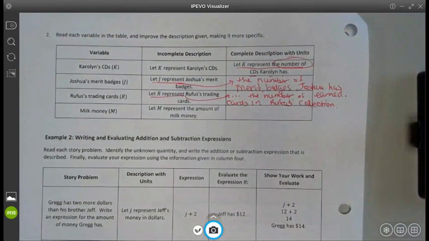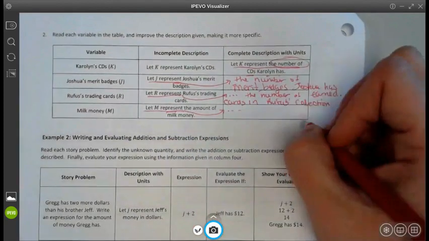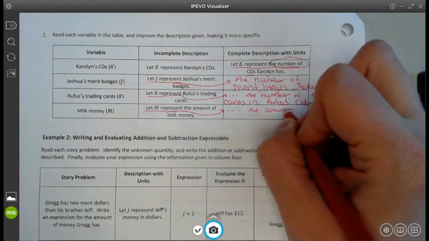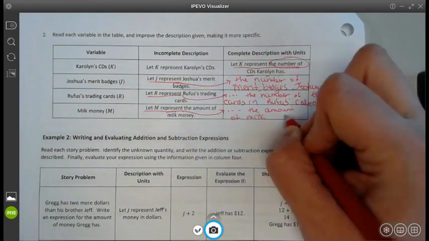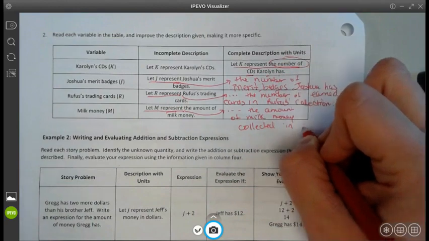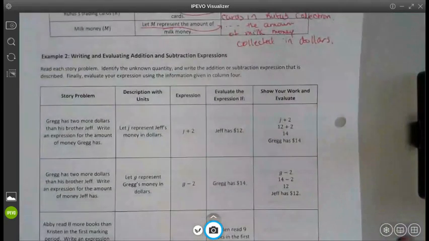Let's do the last one, milk money. Let M represent the amount of milk money. Well, how do we measure milk money typically? It could be coins, it could be dollars. So let M represent the amount of milk money collected in dollars. Okay. So again, we're being a little bit more specific in our descriptions to help us move toward where we're going to be evaluating.